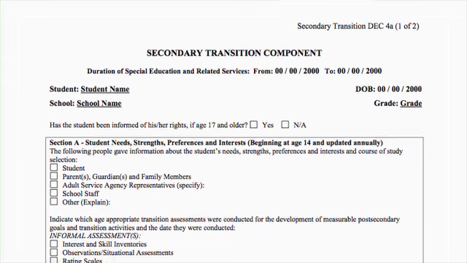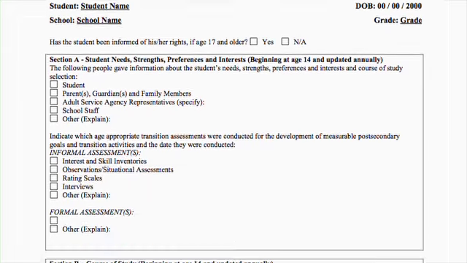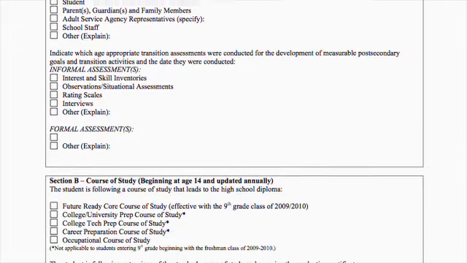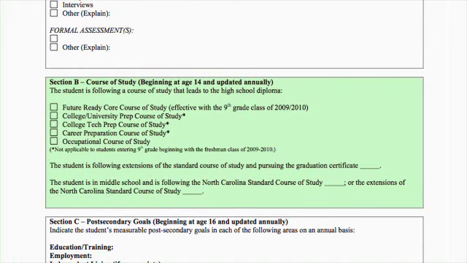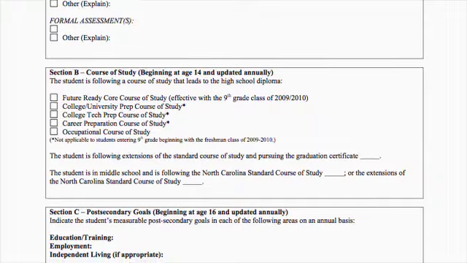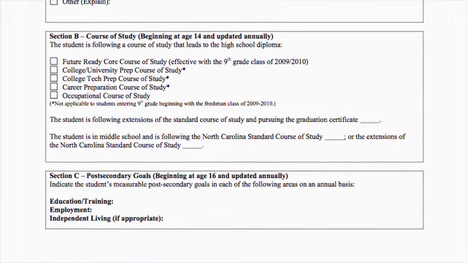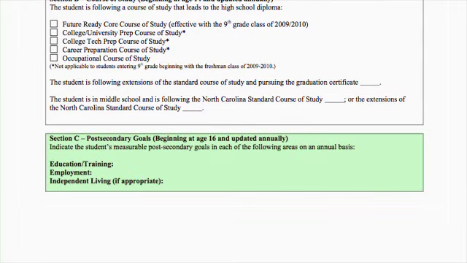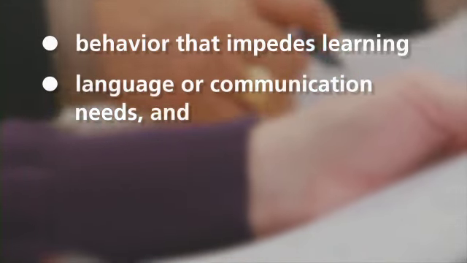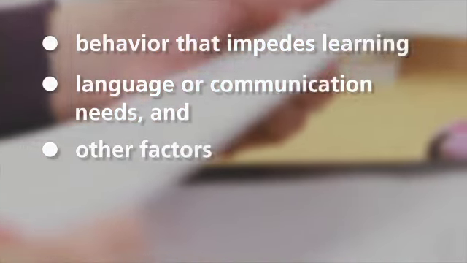If your child is 14 or older, or will turn 14 during the 12 months of the IEP, the team will discuss transition to adulthood issues. This will include selecting a course of study for your child. Once your child turns 16, the team must add post-secondary goals and services to the IEP, including areas such as continued education, employment, and independent living as needed. Special factors that affect your child's education will be included on the IEP form, such as behavior that impedes learning, language or communication needs, and other factors.